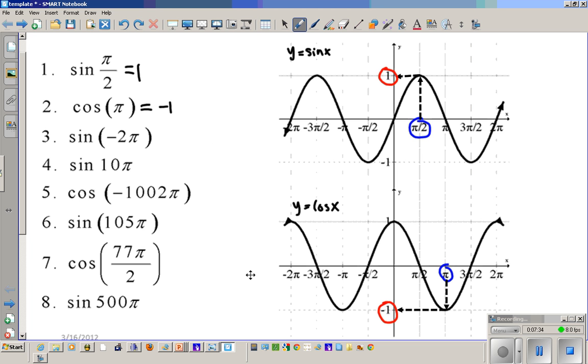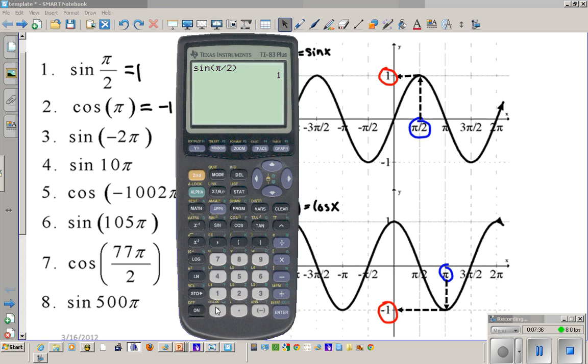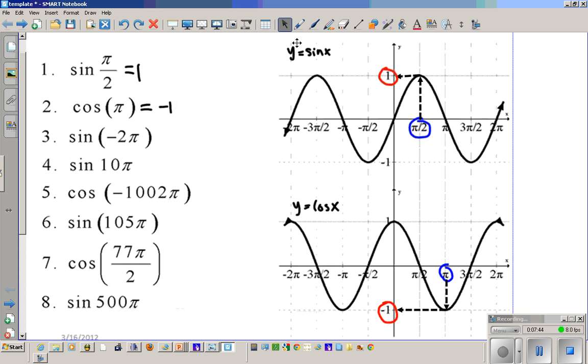All right, let's check to see if our answer is correct. Cosine pi, answer is -1. Excellent. Now moving along, let's take a look at number 3.